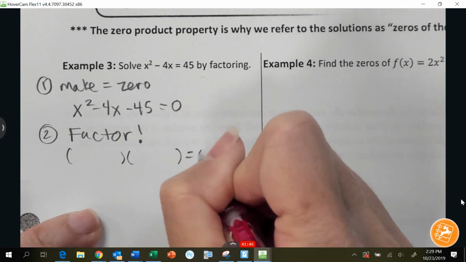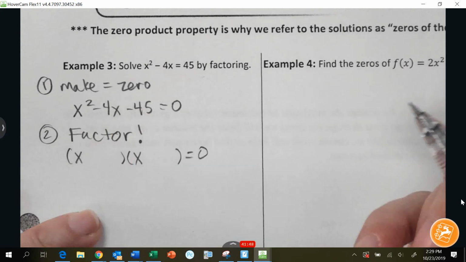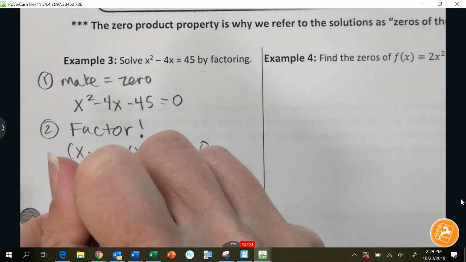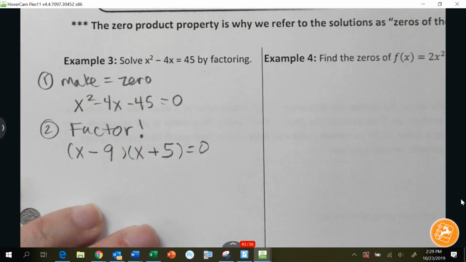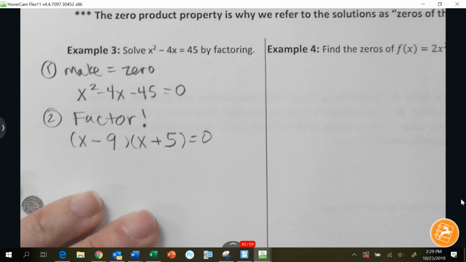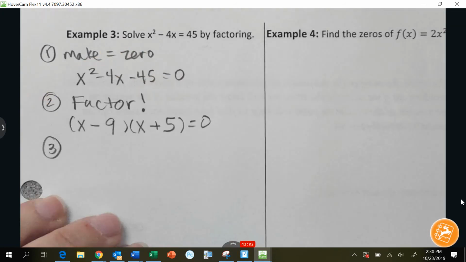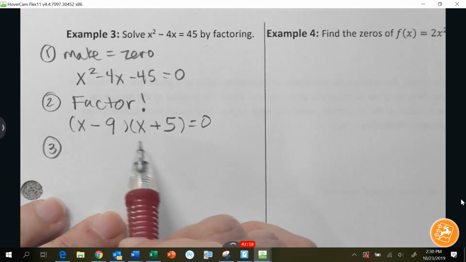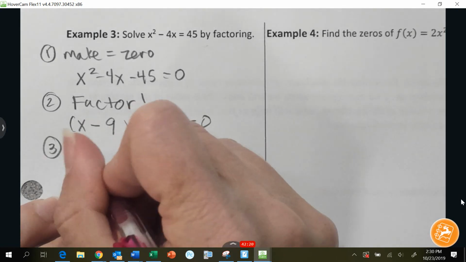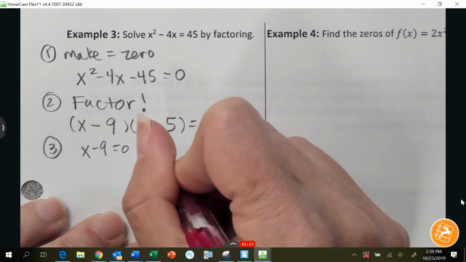The factoring is going to go fast because I'm driving the factoring car over here. That's going to be x minus 9 and x plus 5 equals 0. Are we done? No, we're not done. Step 3: we've already gone over this in that one packet you turned in last week, the one you worked on in partners. How do we find the x-intercepts? You say x minus 9 equals 0, x plus 5 equals 0.